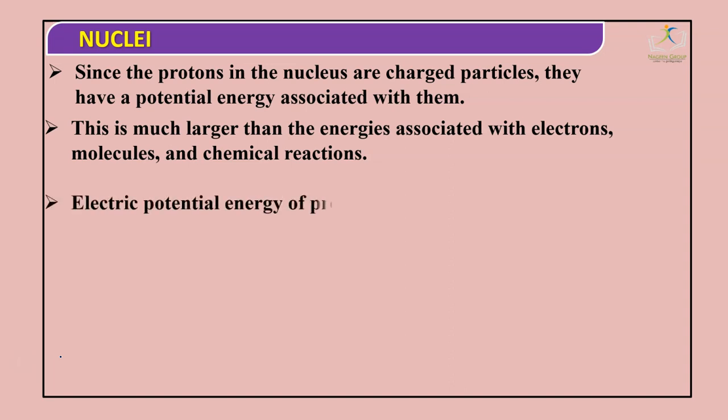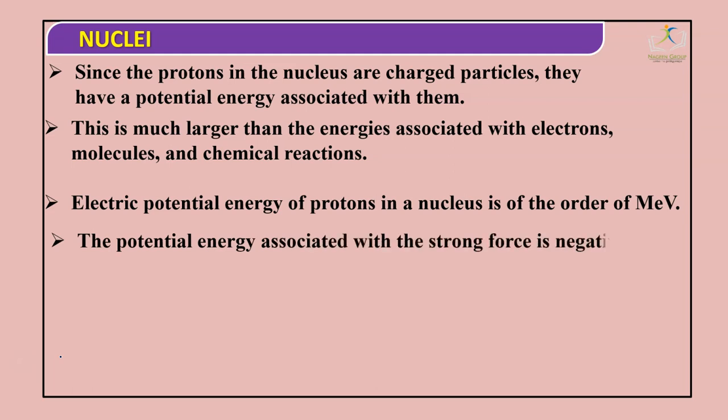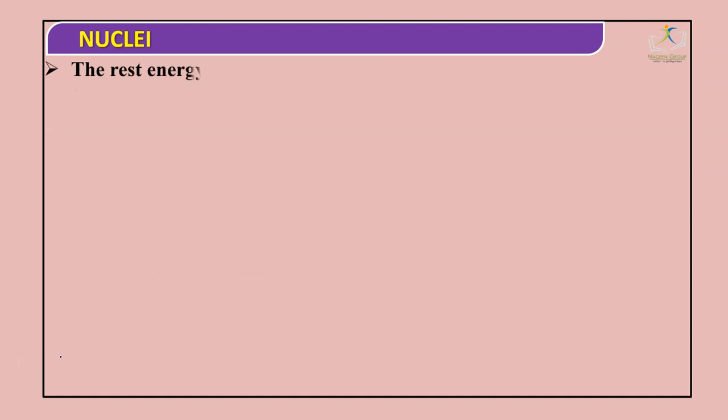What we observe, students, is that the electric potential energy of a proton in the nucleus is of the order of a mega electron volt. Do you know the meaning of mega electron volt? Mega means 10^6 electron volt. So that potential energy is 10^6 times stronger. The potential energy associated with the strong force is negative. Where a strong force is involved, there must be a negative sign. That negative sign shows the force of attraction, and is also of the order of a mega electron volt.